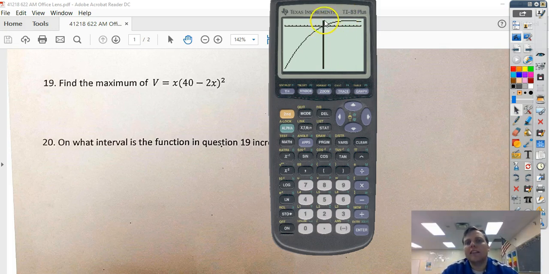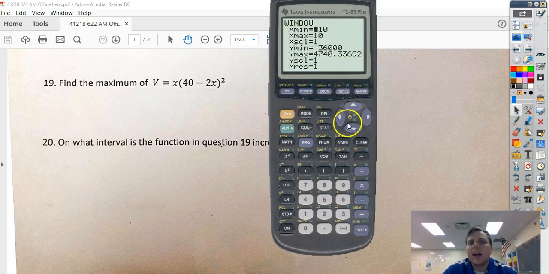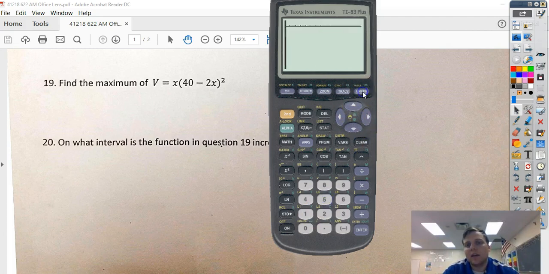But you should realize that your local maximum is happening to the right, somewhere over here. So do I really care about all these x values? Are these going to be a maximum somehow? No, these are useless. So I'm going to go to my window and change x min from -10 to 0, and change my x max to something like 15. I'm going to hit graph and see what that looks like.